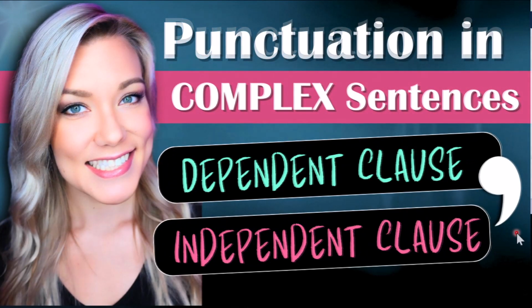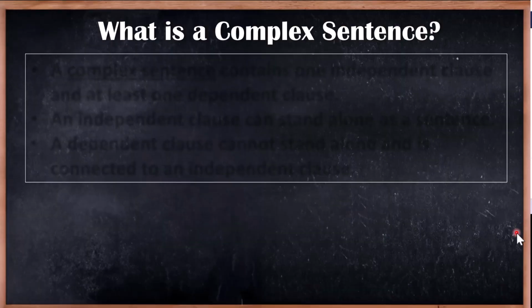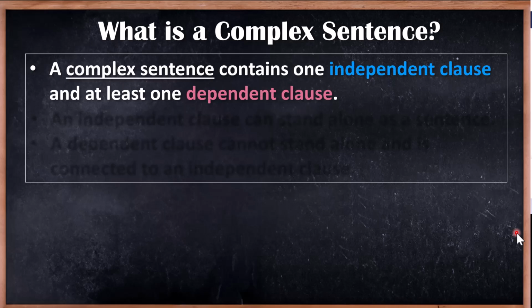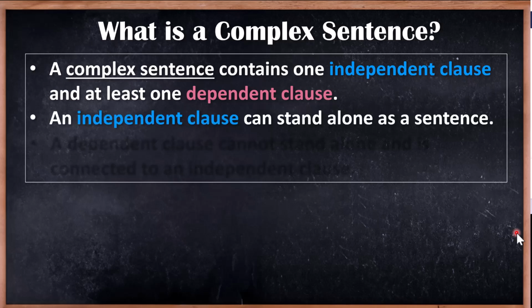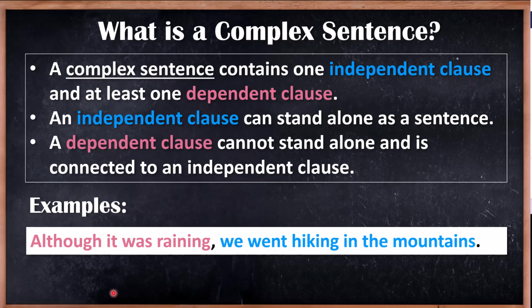My name is Jennifer and in today's lesson I'm going to talk to you about how to use punctuation in complex sentences. In my last lesson we talked about punctuating compound sentences. So first of all, what is a complex sentence? Well, a complex sentence contains one independent clause and at least one dependent clause. An independent clause can stand alone as a sentence, while a dependent clause cannot stand alone, and it's connected to an independent clause. For example, although it was raining, we went hiking in the mountains.